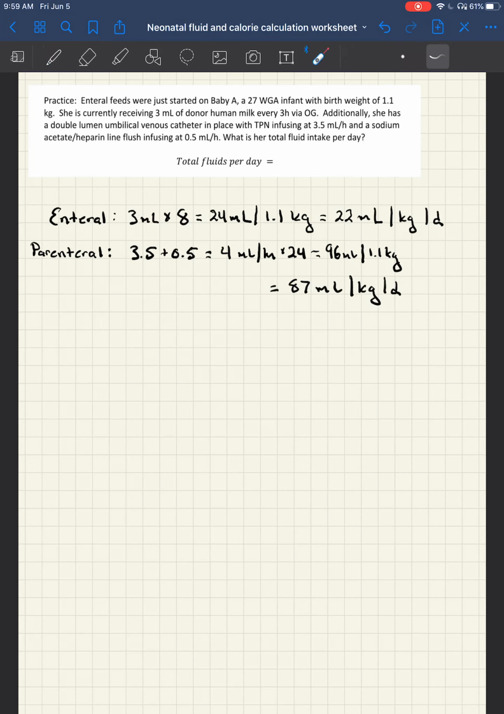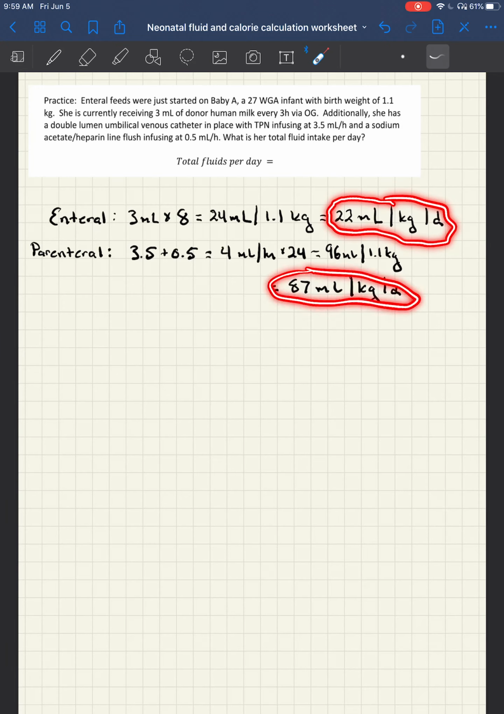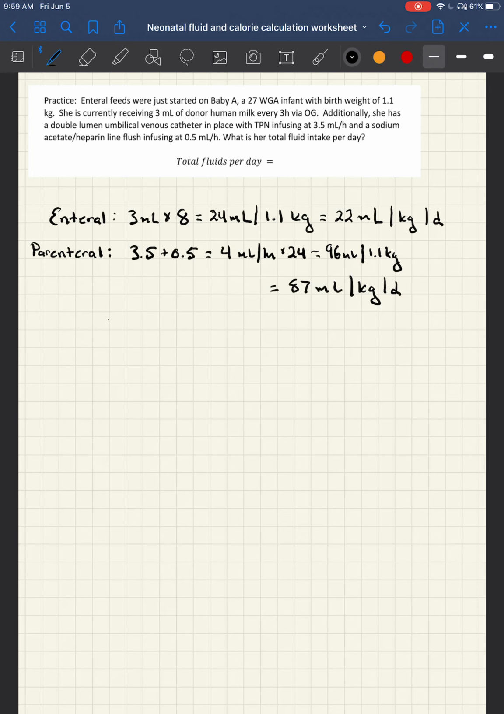So to get the total fluids, we'll need to add together the enteral component and the parenteral component. 22 plus 87 is 109 milliliters per kilogram per day.